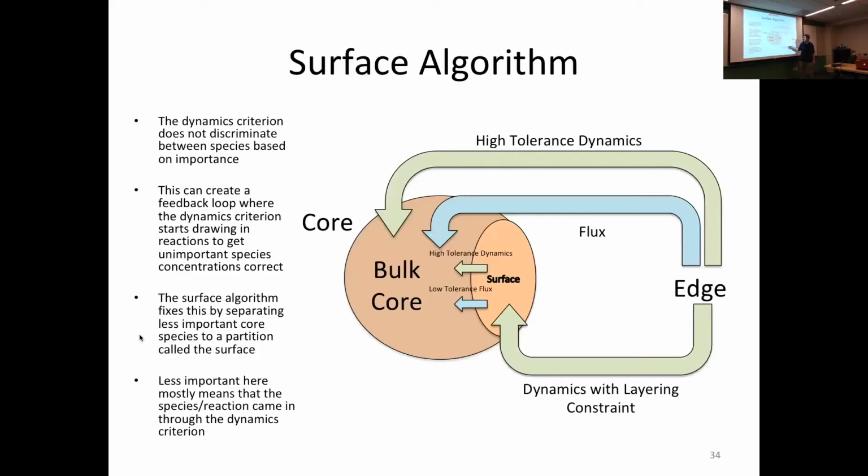We don't let the dynamics criterion pull in stuff that depends on the concentration of the species that we put here that we don't think are important. We also have a few criteria for moving stuff around, but don't worry about this stuff. Essentially, the idea is just that we separated species that we thought were important in the core and species that we added just in order to get reactions in the core that get the species in the core right.